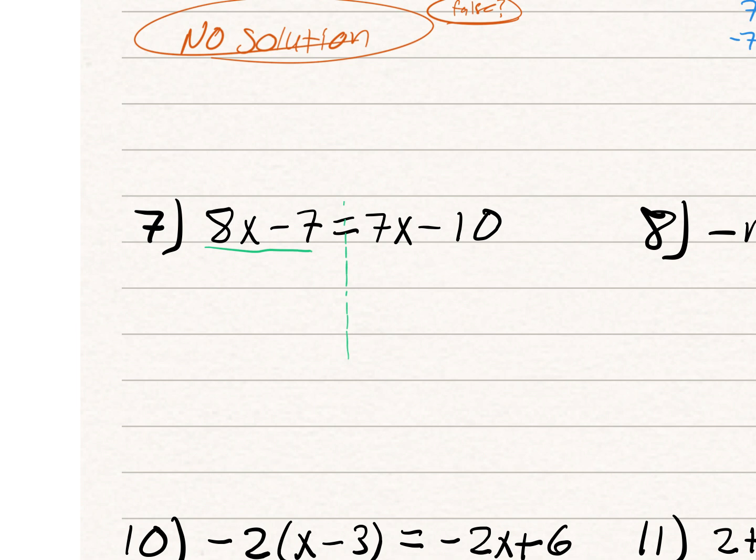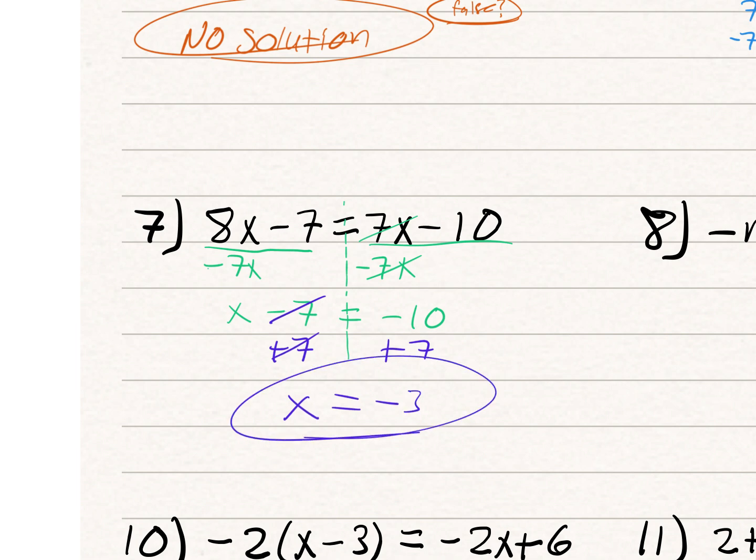8x minus 7. Can you combine anything or distribute? No. And on this side, 7x minus 10. Is there anything to combine? Anything to distribute? No. All right, so let's just go ahead and start moving things around. I'm going to move 7x to the other side by subtracting 7x. And then 8x minus 7x is just an x, and then 7x minus 7x goes away. So you're left with x minus 7 equals -10. And then you want to add 7 on both sides. And then -7 plus 7 goes away. You get x equals -10 plus 7 is going to be -3.